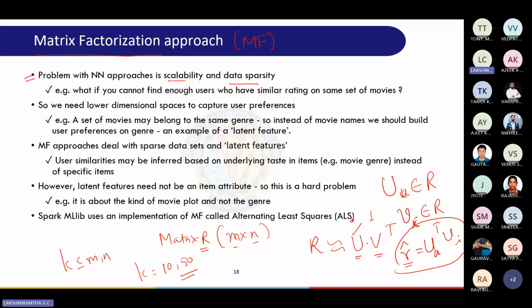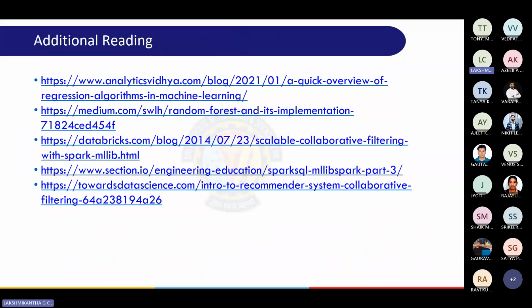Then you can ask me, guys, what are the additional readings I have given here? Better you all go through these links, guys. Then you'll get some additional idea on each and every algorithm, collaborative filtering, everything. I've taken a few links here. I want you people to go through all these links, guys. Otherwise, you will never understand this concept. I want each and everyone to understand at least the minimum concept in this machine learning topic.